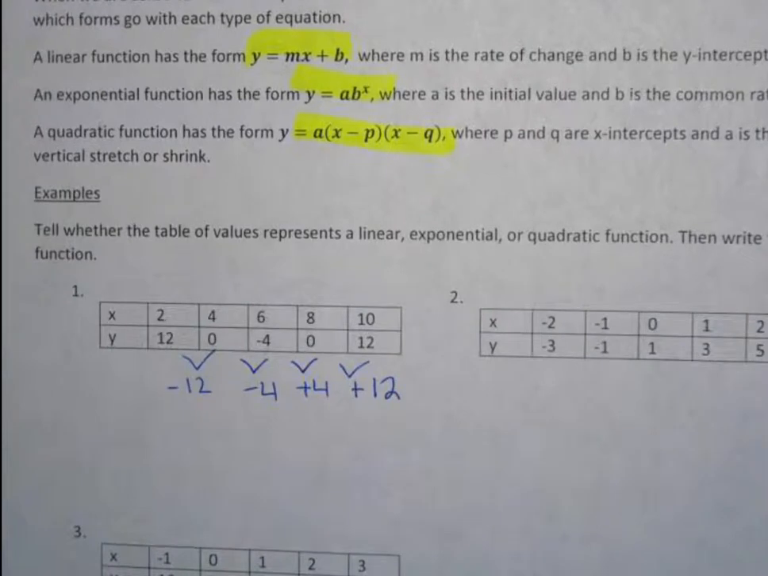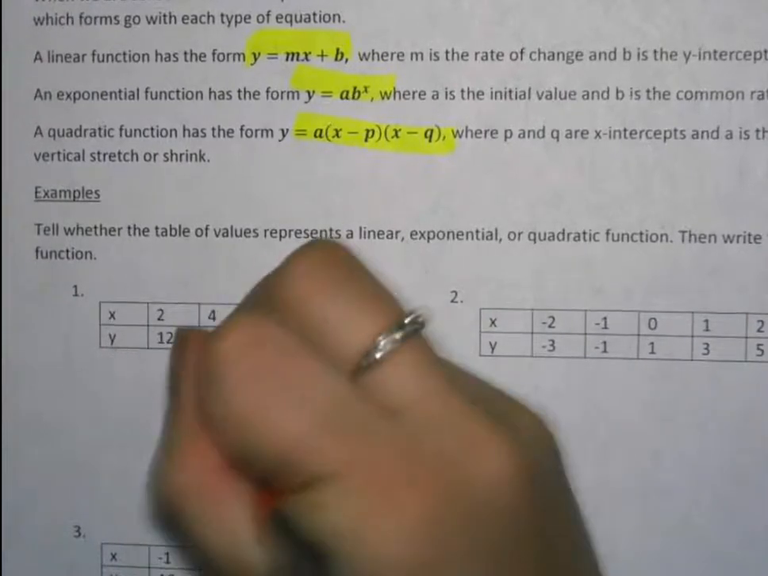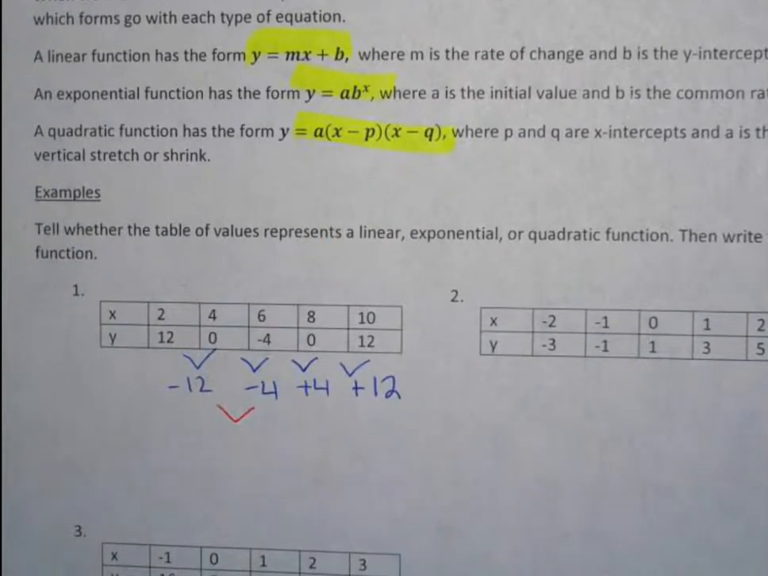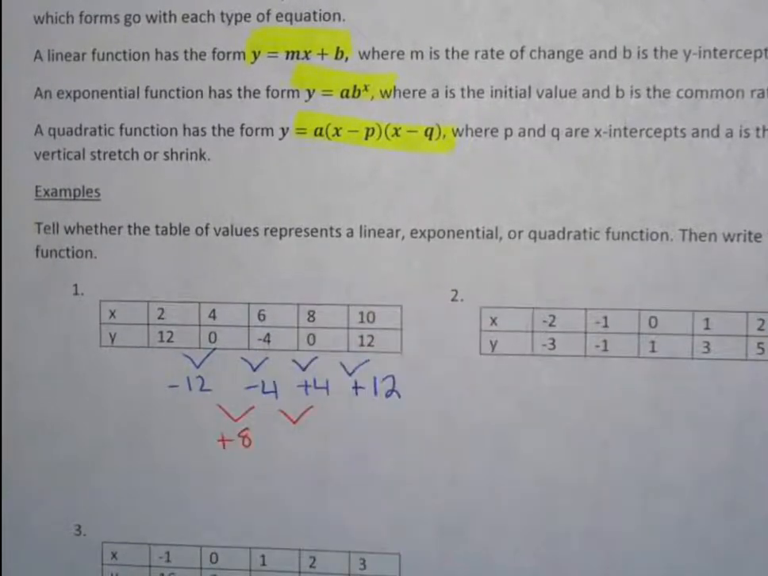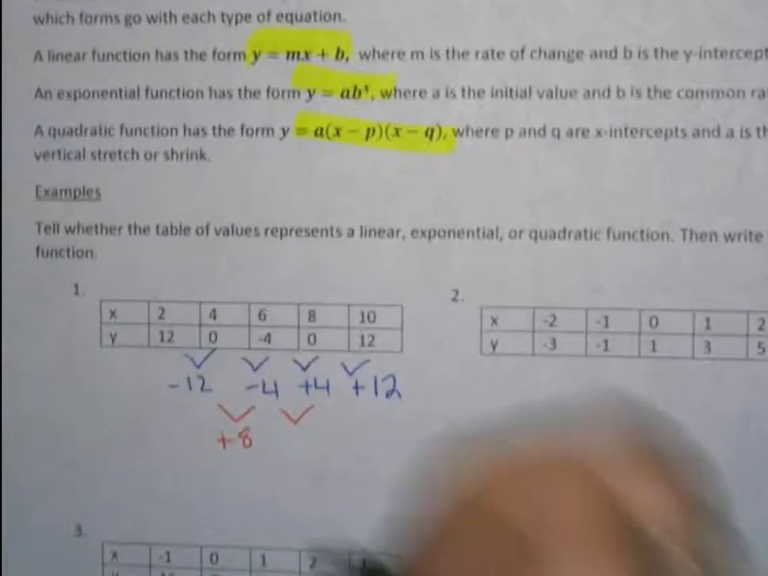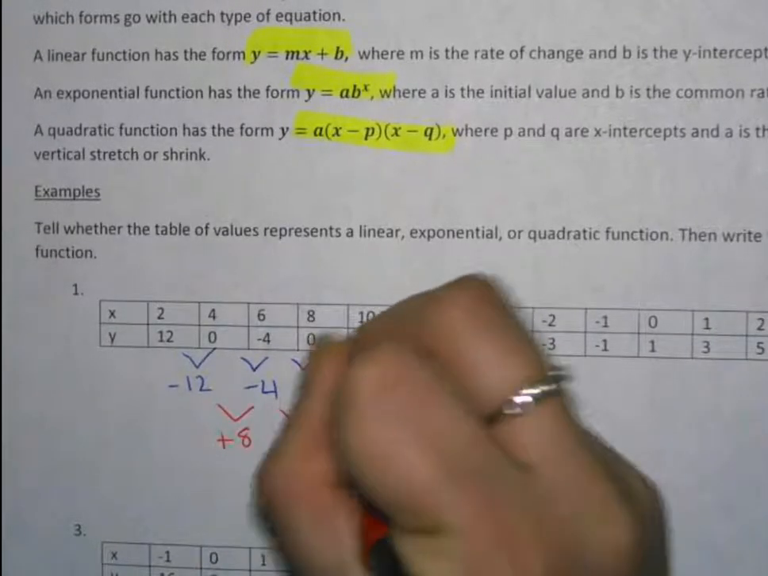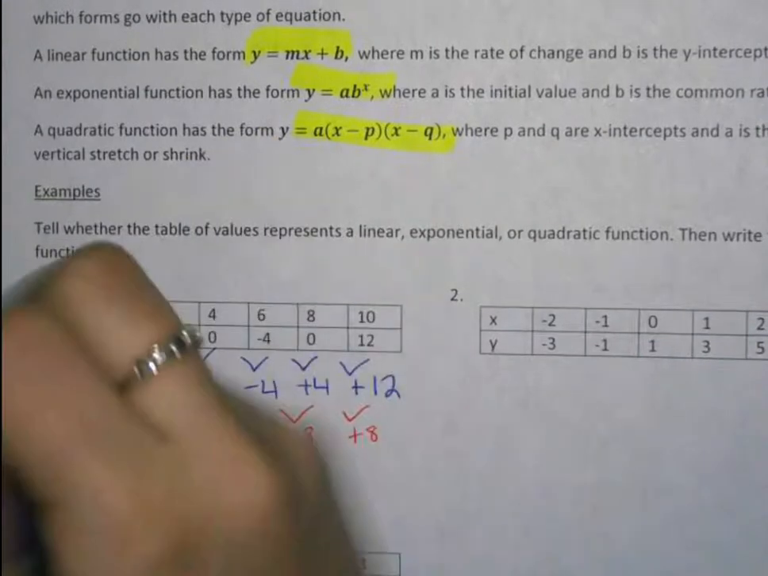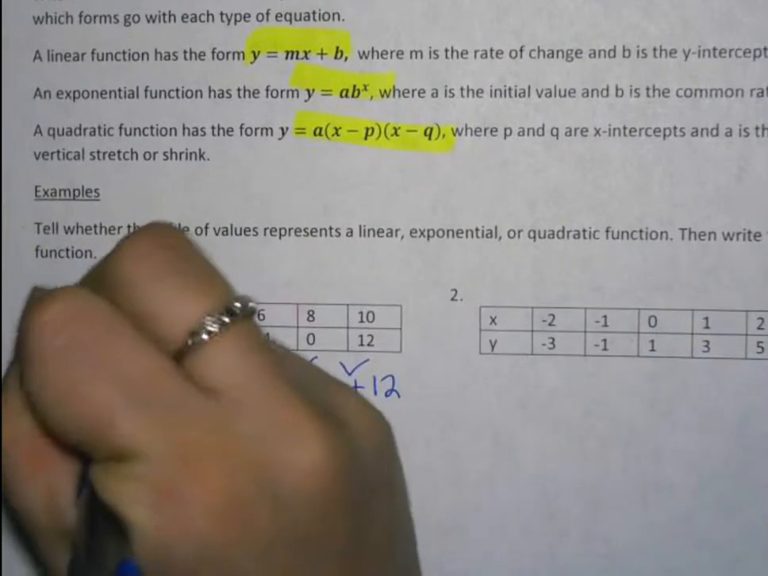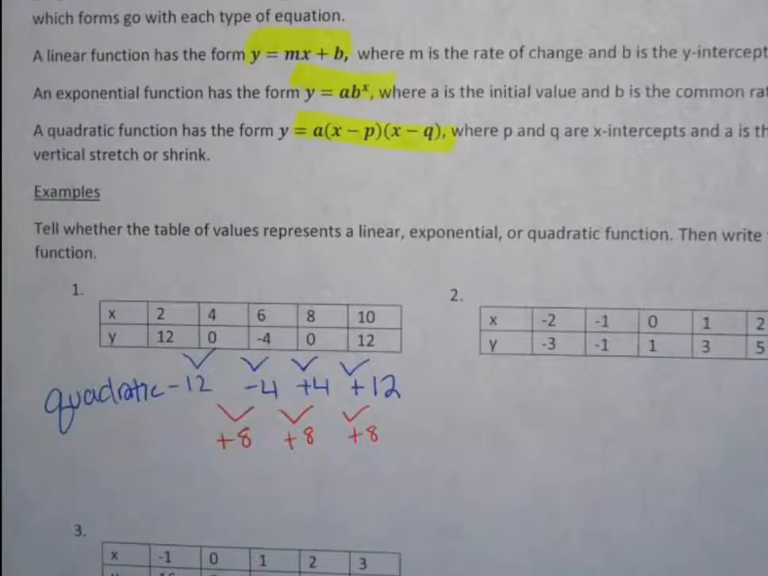No. So what I'm going to do is I'm going to find the changes again. So to go from 12 to negative 4, I have to add 8. Negative 4 to 4, I add 8. And 4 to 12, add 8. So this one is quadratic. I'm going to write that over here. And now I need to put it into my equation.